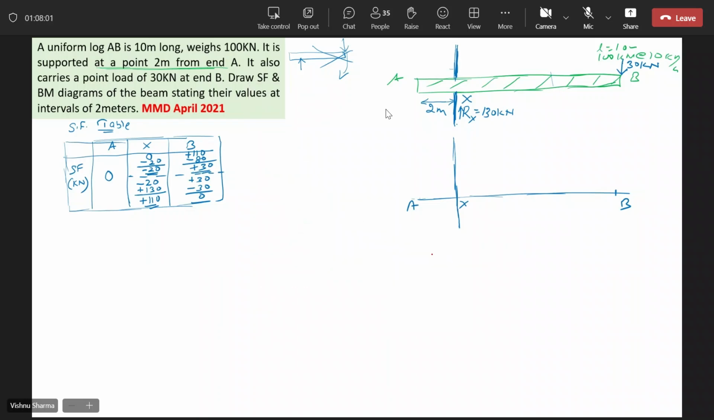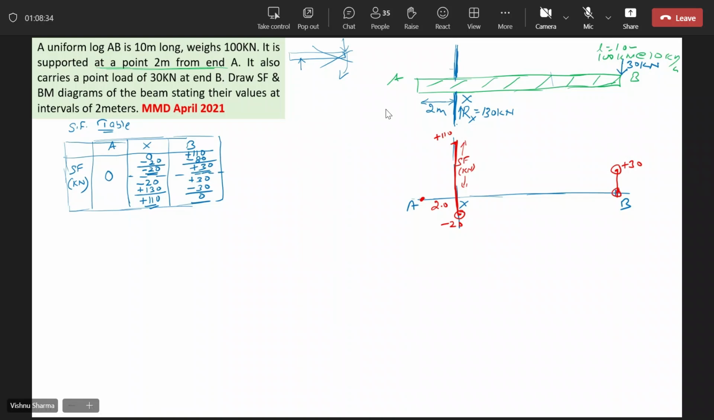You will scale the y-axis. You will have SF on this in kilonewton. Now it is 0 at A. This is 2 meters. Then it becomes minus 20 at X. Then it becomes plus 110 here. Then it becomes plus 30 here. And then it becomes 0 here.